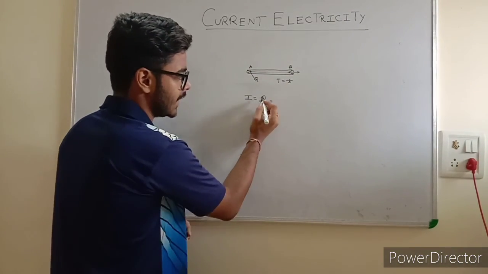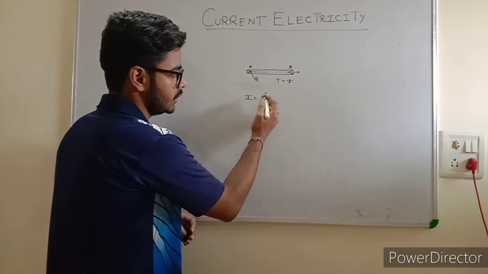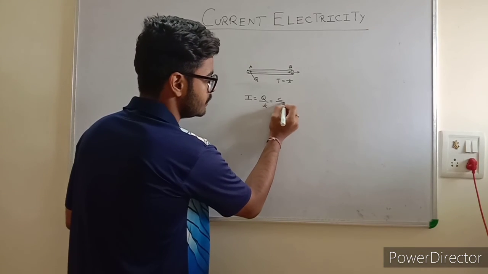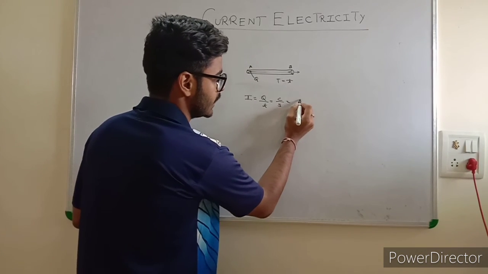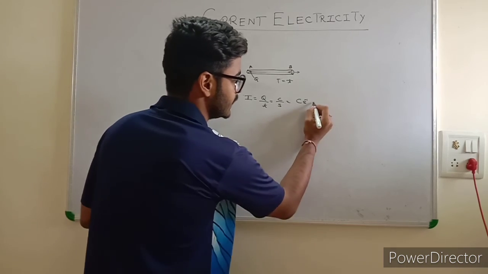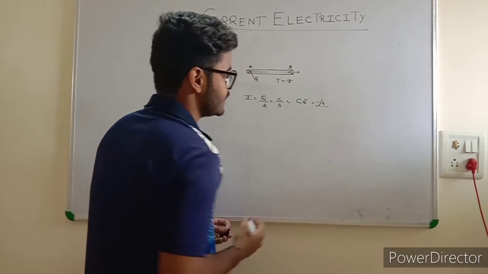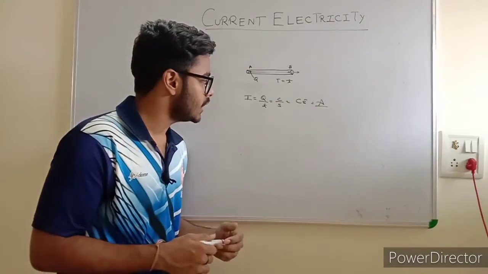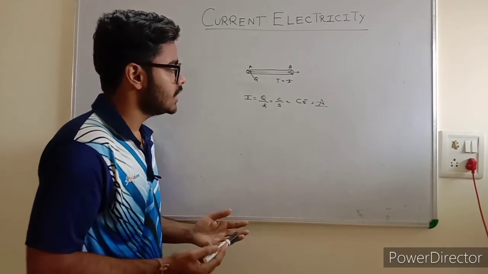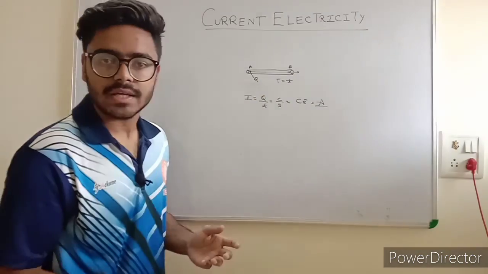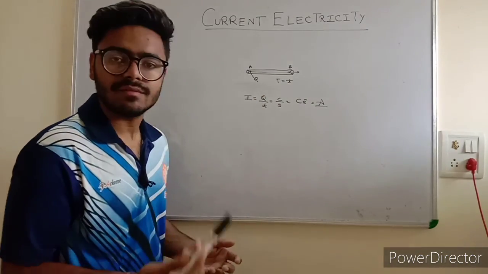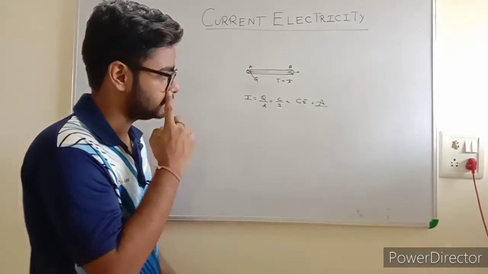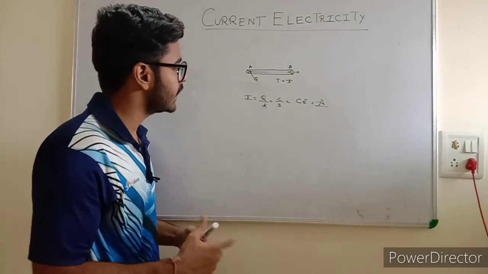The SI unit of charge is coulomb and time is second. So you can say coulomb per second, and it is denoted by ampere. So the SI unit of current is ampere. You can easily define 1 ampere. If a charge of 1 coulomb crosses an area of a conductor in 1 second, it is known as 1 ampere.